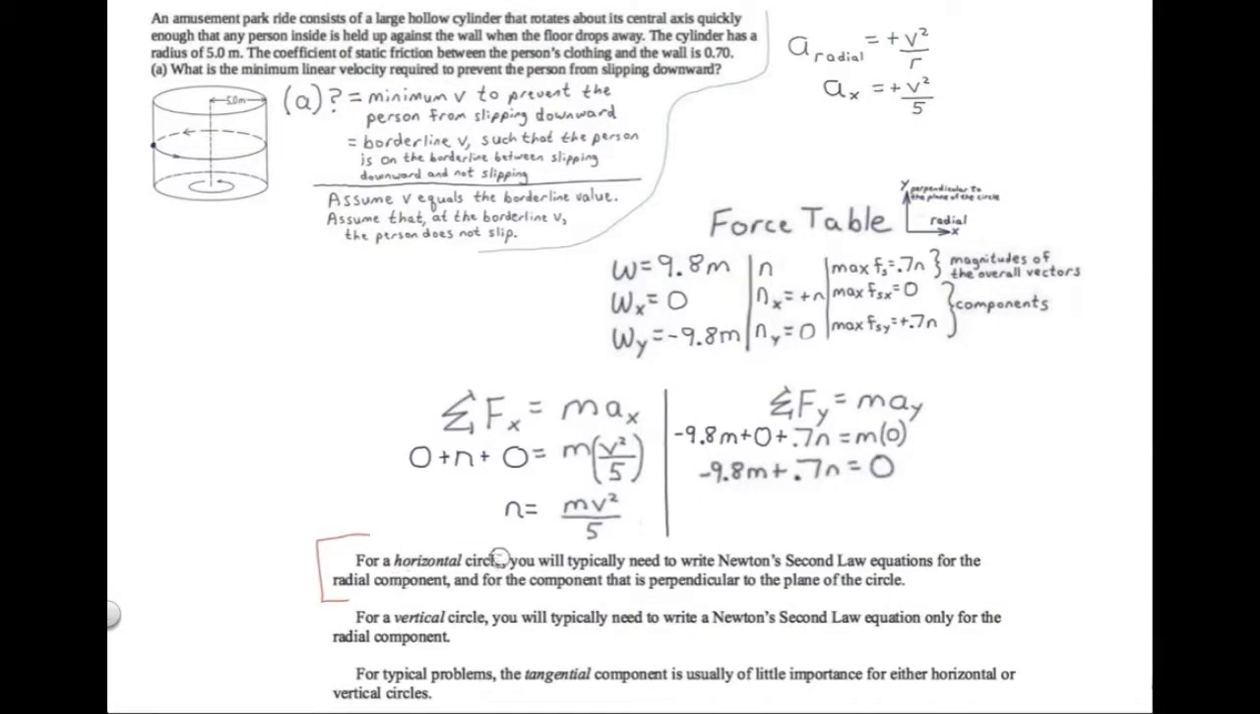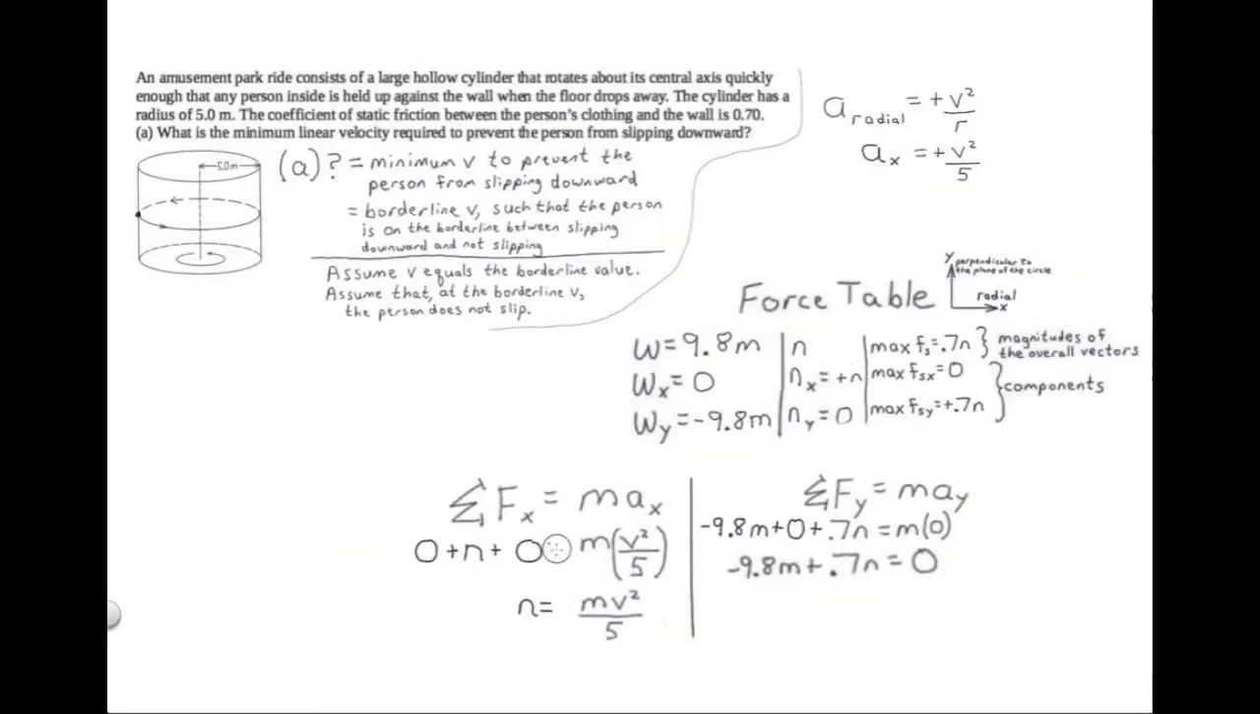For a horizontal circle, such as the circle that we're dealing with in this problem, we typically need to write the Newton's second law equation for the radial component, which is the x component for this problem, and for the component that is perpendicular to the plane of the circle, which is the y component for this problem. Here we add the x components of the three forces based on our force table, and here we add the y components of the three forces based on our force table.